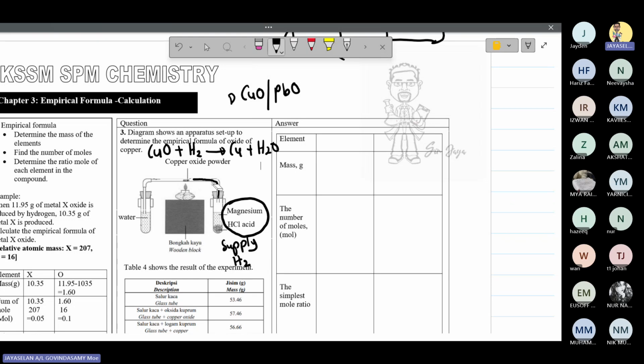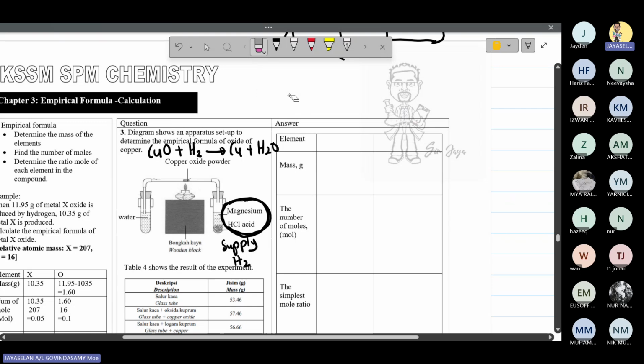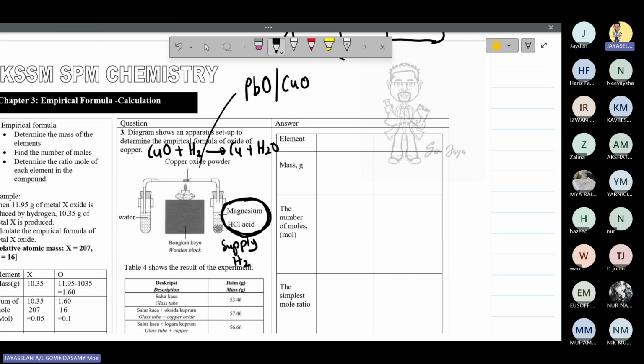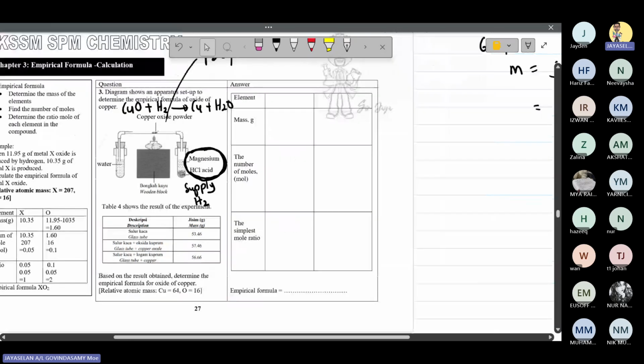Okay, so safety precaution. Why does the glass tube need to be heated for a few minutes? All of that you have to learn. What is the function of this one? Supply hydrogen gas. What is the meaning of empirical formula? Please practice. This experiment is used to determine lead oxide or copper oxide. This one is very easy. Now we focus on calculation.